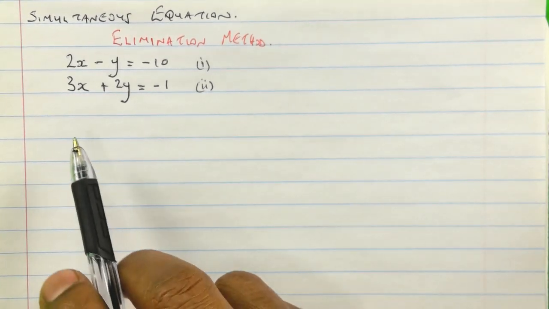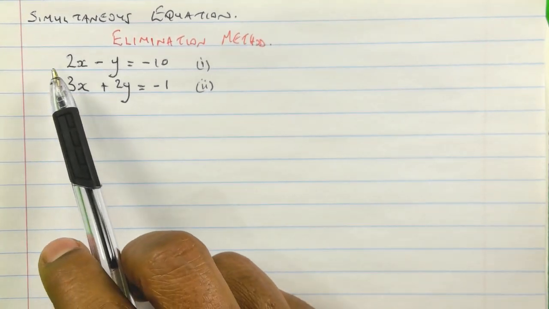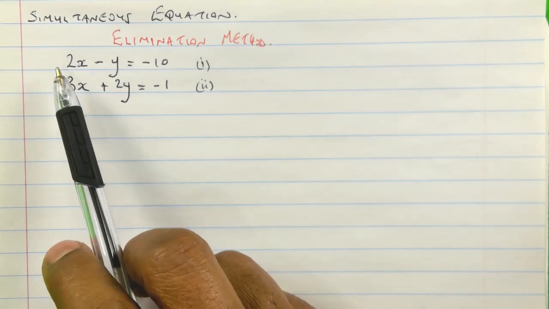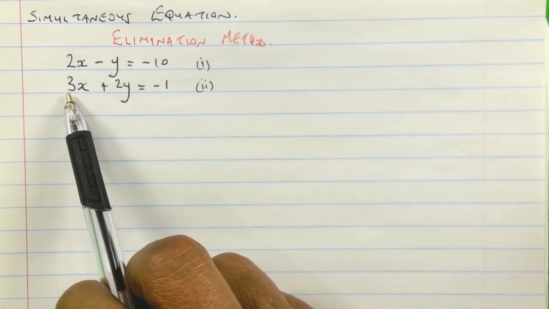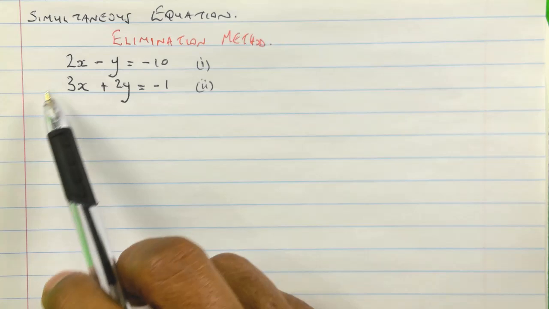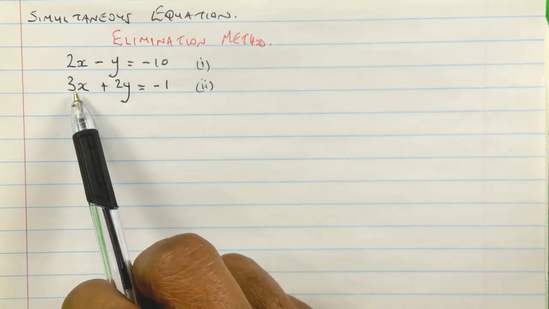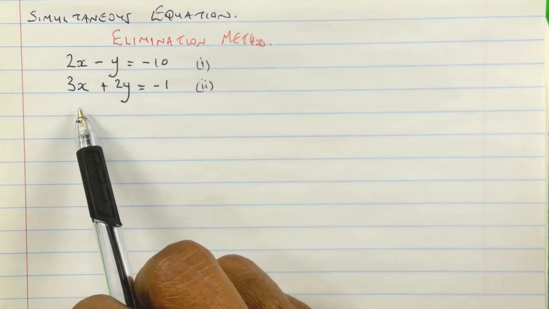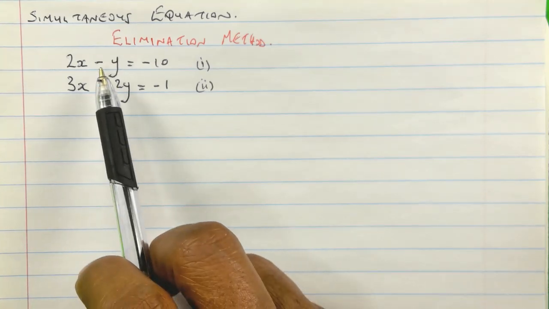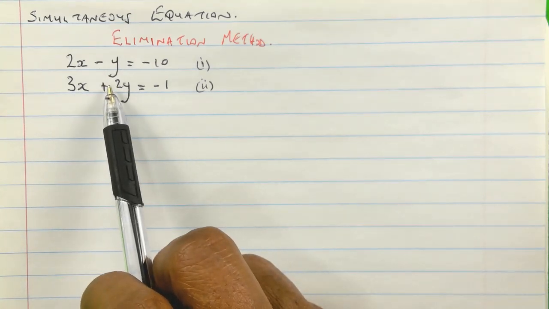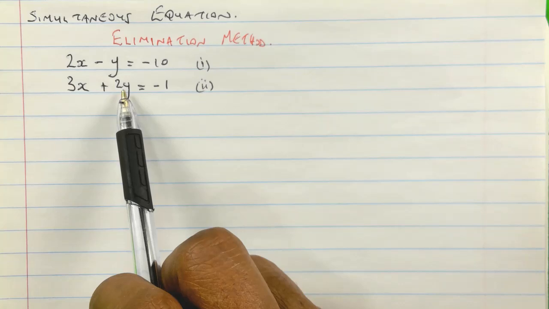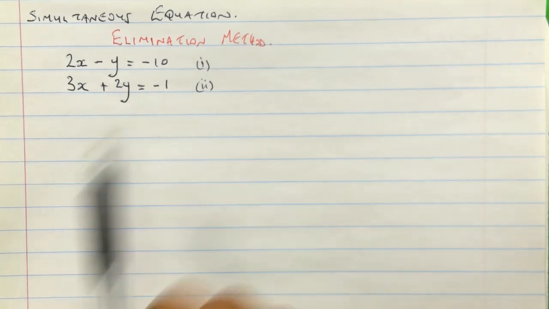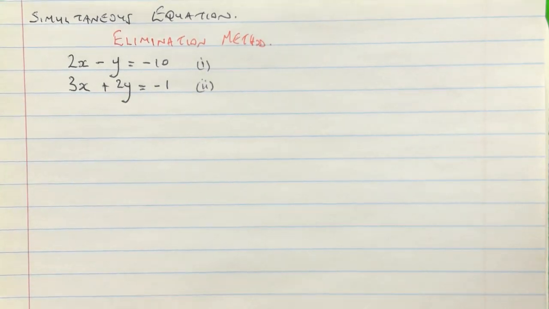So I can only eliminate these two if they have equal coefficients. If this was 3 and that was 3, I would simply say 3 minus 3 is 0. Then I would say negative y minus positive 2y. Then just like that. All right. So we can't do that in this instance.